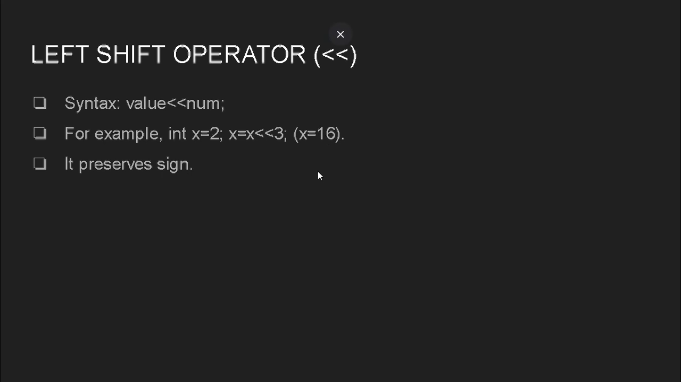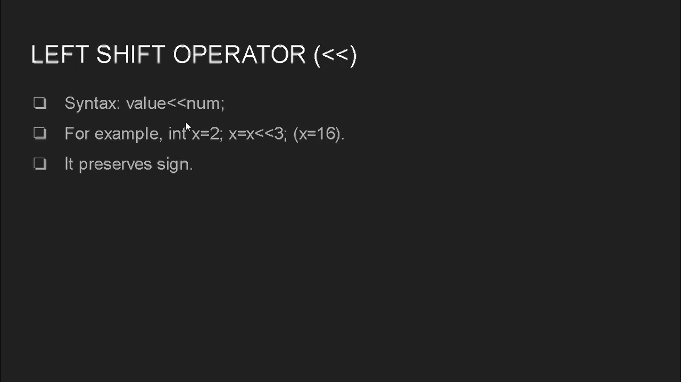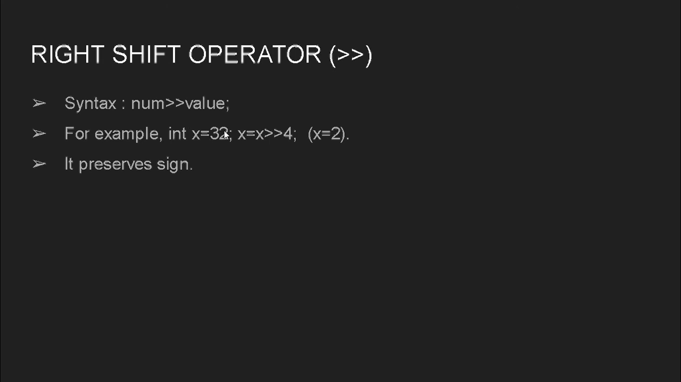Okay. Now the right shift operator is going to work almost exactly the same. So here the syntax is going to be num, then after that the value. Here I have given an example in much the same manner as I gave an example here. So x is going to be 32. Then I'm writing x equals x, then this right shift operator 4 times. Then the output is going to be 2.